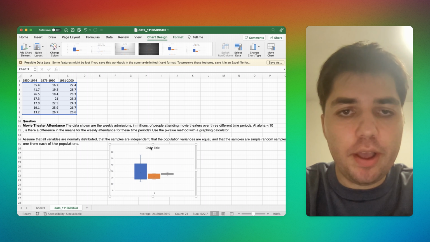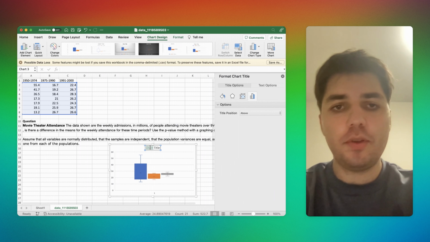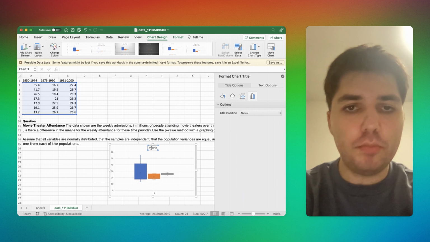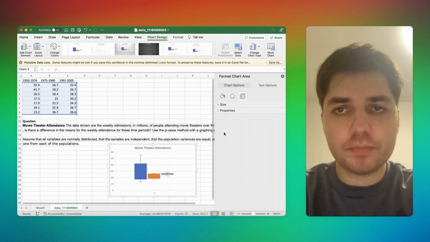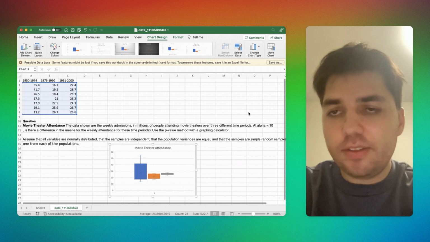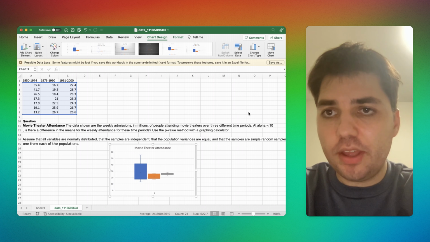And so, again, I'll just label this movie theater attendance because it's a good habit to label your graphs. And then let's go into analyzing the data.